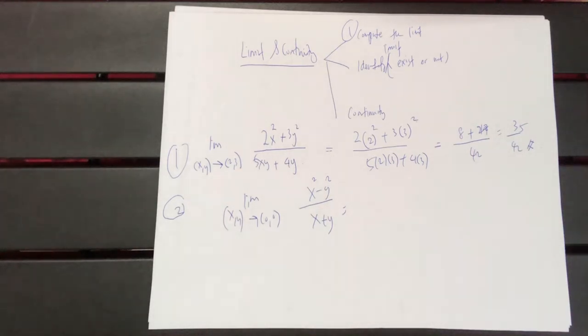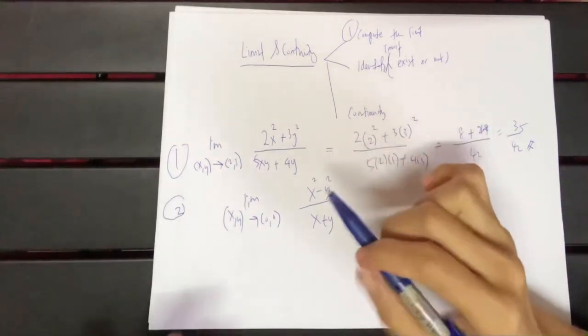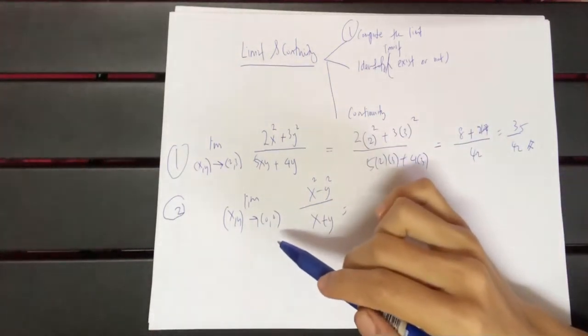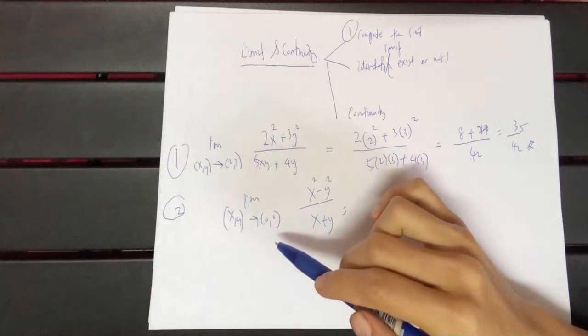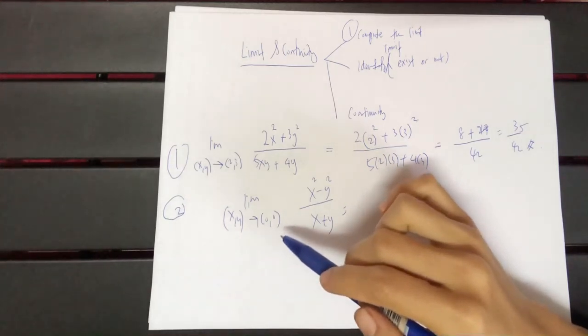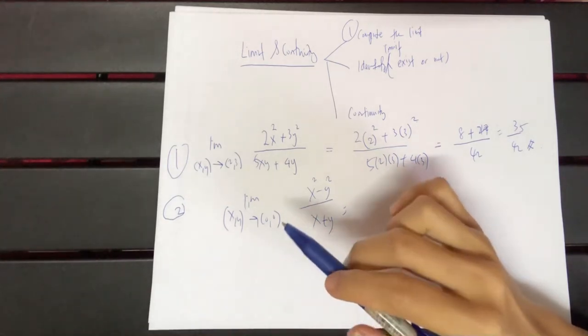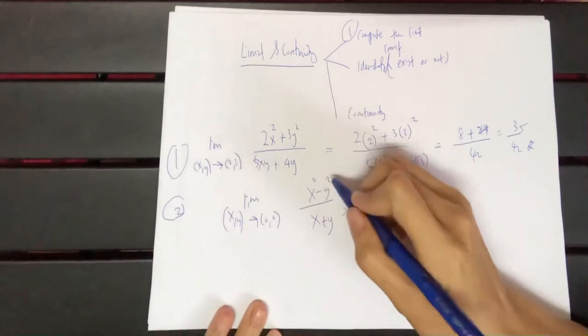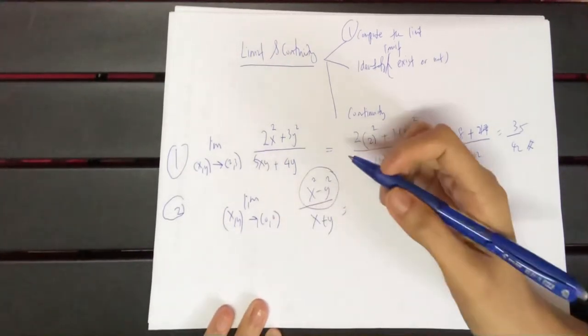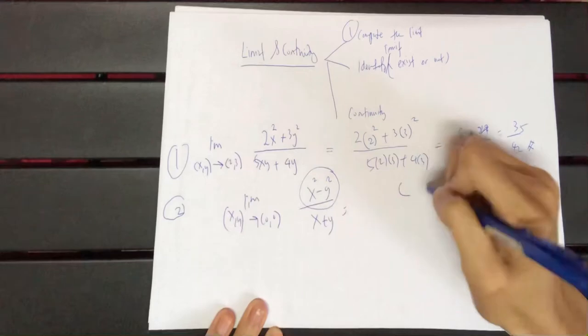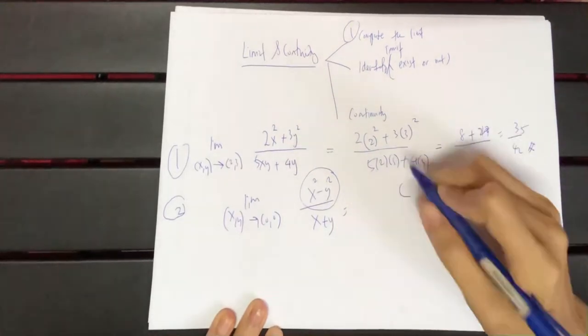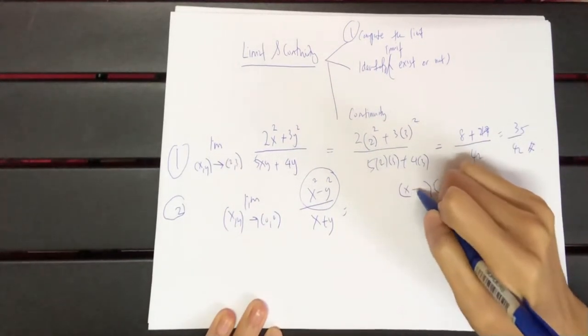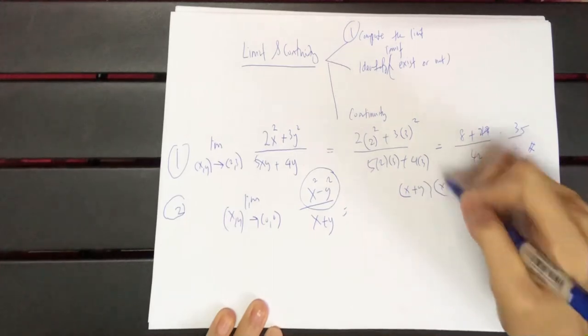Okay, you need to do another thing here. If you get this type of question, where the denominator is 0, that means you need to do something here. So what we should do? You can see that this is x square minus y square, and this is actually equal to x plus y, x minus y.